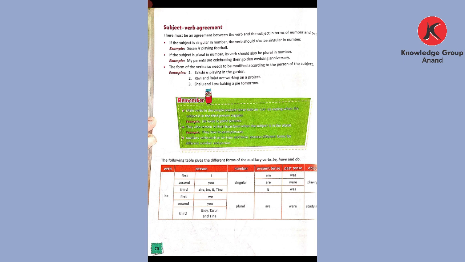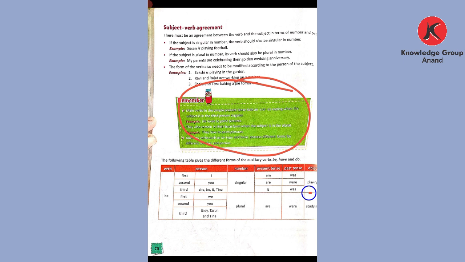Third, the form of the verb also needs to be modified according to the person of the subject. Sakshi is playing in the garden, Ravi and Rajat are working on a project, Shalu and I are baking a pie tomorrow. So here again a tip is given for us to remember. Let us go through that.